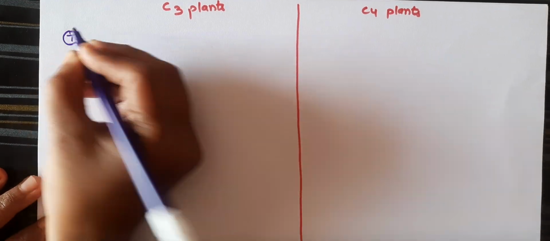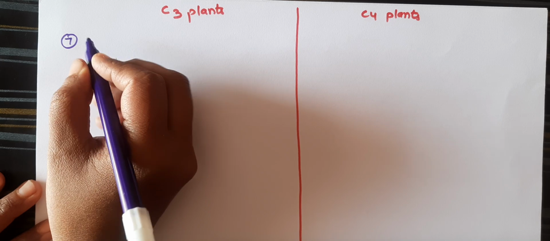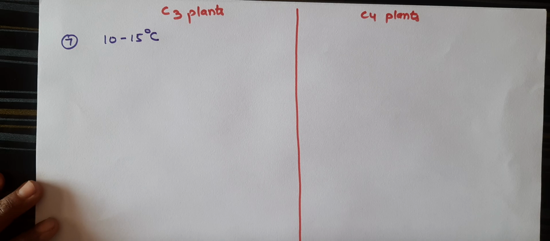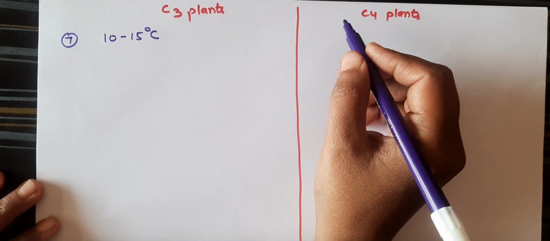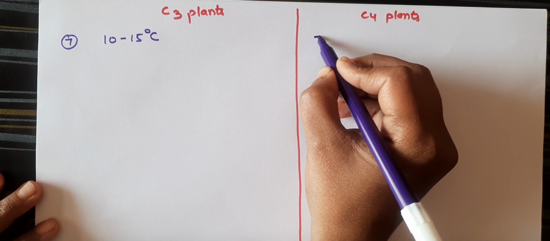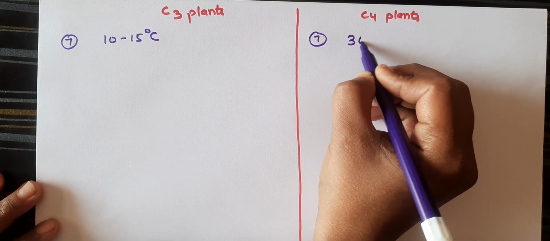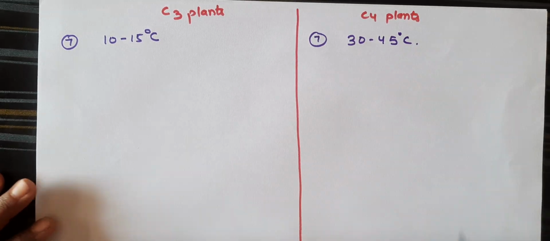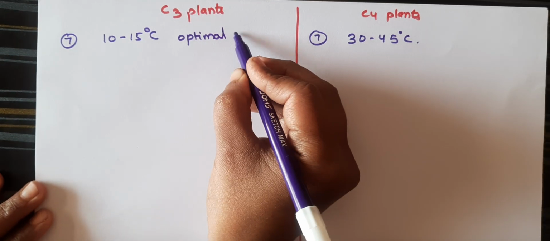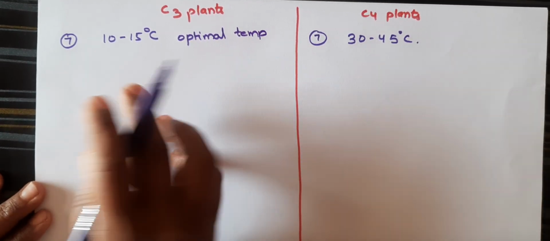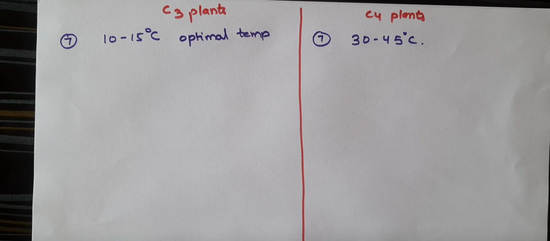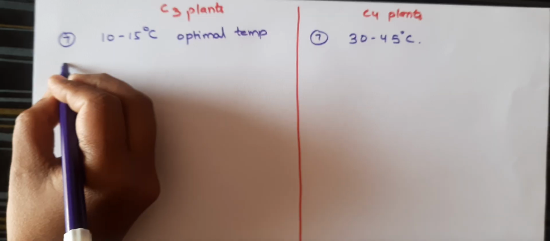The next difference is that in the C3 plant the optimum temperature for photosynthesis is 10 to 15 degrees Celsius, whereas the optimum temperature for the C4 plant, at which the yield is maximum, is 30 to 45 degrees Celsius. It means that the C3 plant can perform at its optimal best at 10 to 15 degrees Celsius only, whereas in C4 plant the optimum temperature is 30 to 45 degrees Celsius.